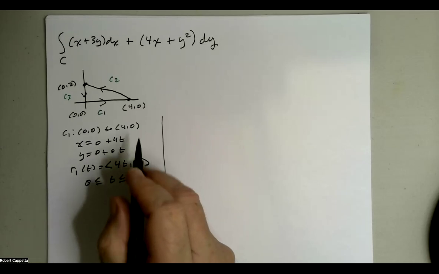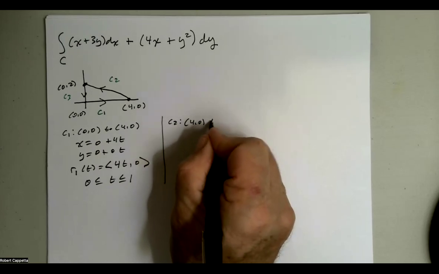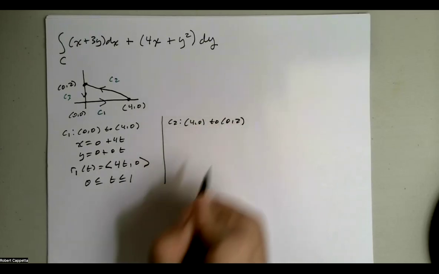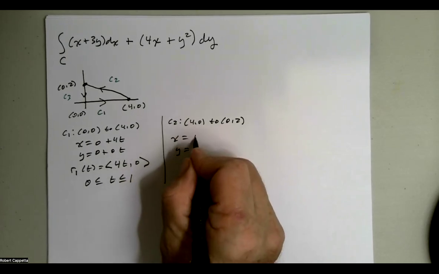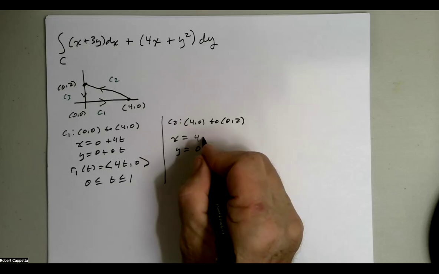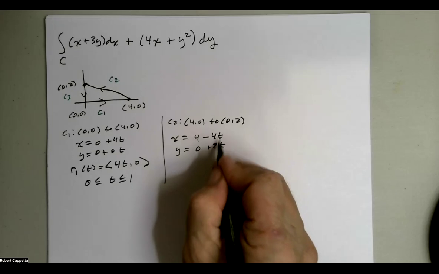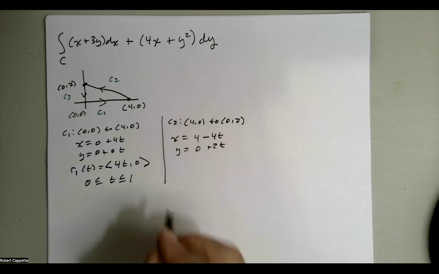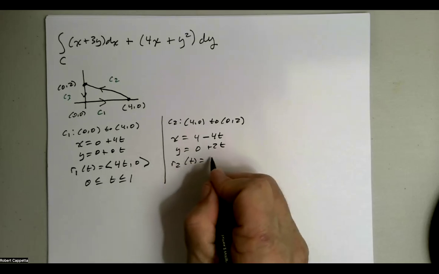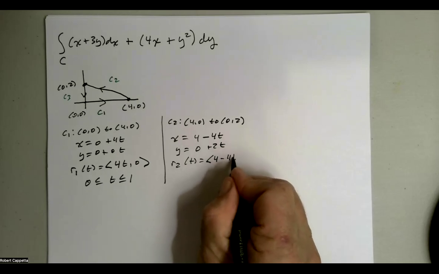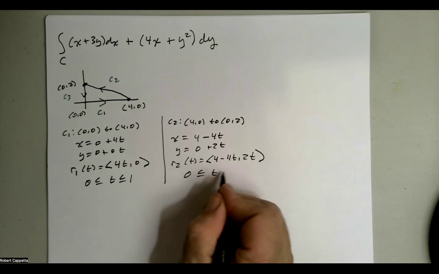My next example is from (4, 0) to (0, 2). C2, (4, 0) to (0, 2). So we're starting at (4, 0). From 4 to 0 is down 4, so minus 4t. From 0 to 2 is up 2t. So again, (-4, 2) is the direction vector, and (4, 0) is the starting point. And again, I have this function R2 of t, which is (4 - 4t, 2t), and this also goes as t goes from 0 to 1.